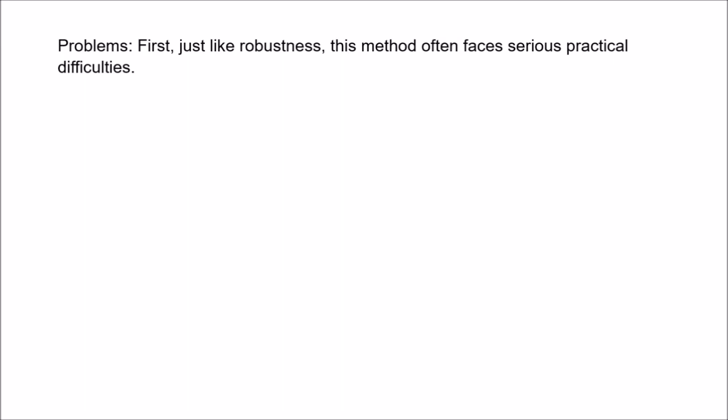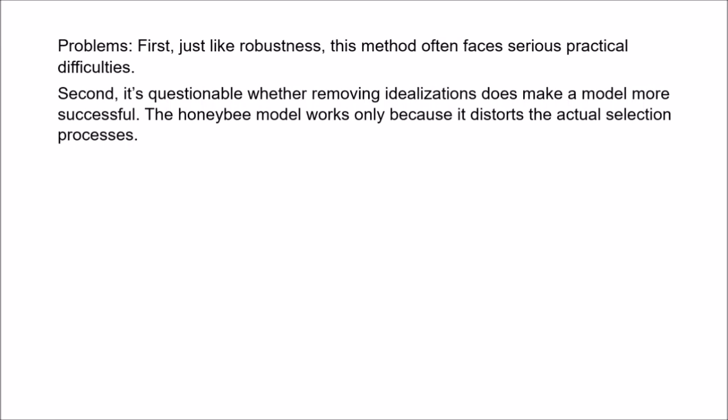First, just like the robustness method, the method of removing idealizations faces very severe practical difficulties, and in many cases scientists simply never attempt it. So even though some theories and models have become de-idealized in some ways, more idealizations have been introduced in other areas, and there's not really a trend towards reducing idealization. De-idealization occurs only in special circumstances. Second, more importantly, it simply isn't true that removing idealizations will always make a model or theory more successful.